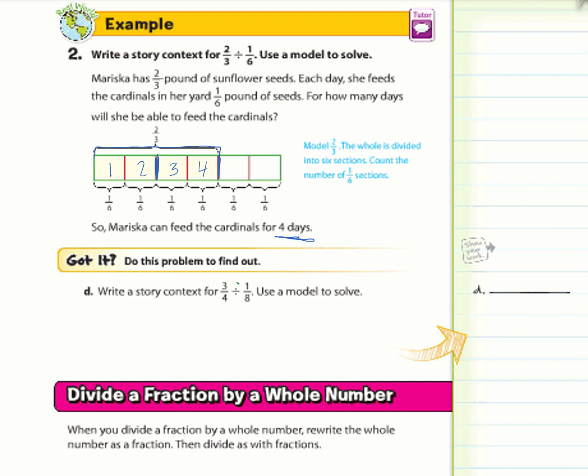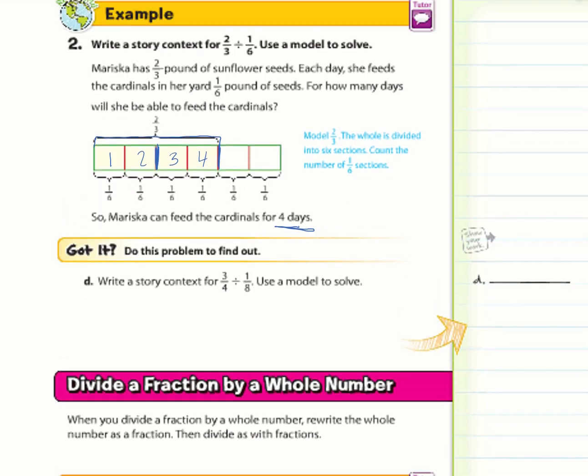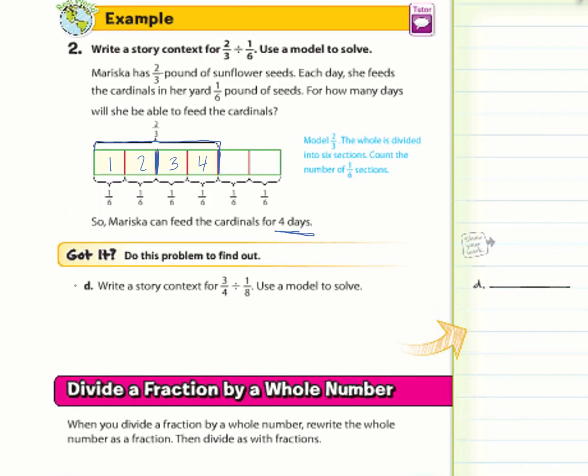Now, for D, it says write a story context for 3/4 divided by 1/8. Use a model to solve. So I know a lot of us are going to have questions on this, but we have a story context right here that you can use as reference. So instead of saying sunflower seeds, you can change it to a different object. So make sure we use example 2 to help us create a story context for D.